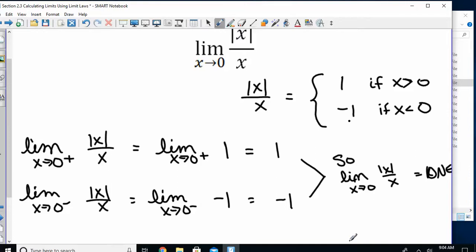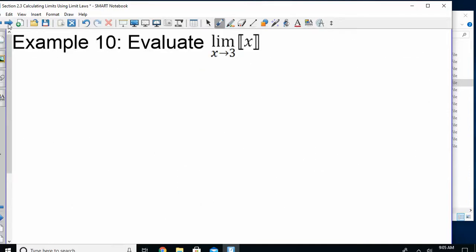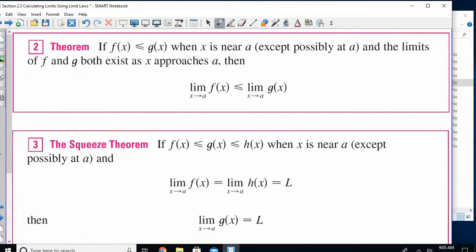One last piece that we need to talk about today. I did examples 9 and 10 yesterday. So if you have two functions and one is always smaller than the other, its limit is always going to be smaller than the second limit. We use this for what's called the squeeze theorem.